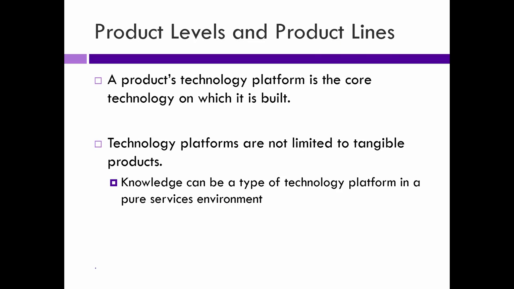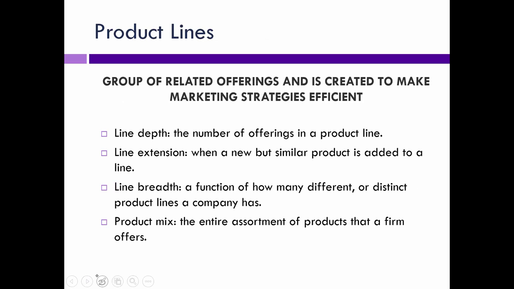So now we're going to talk about different product lines. The technology platform is the core tech on which the product is built. And so again, we're kind of thinking about physical products here, but it's not just limited to tangible products. Knowledge itself can be a technology platform in a service environment. So the level of expertise and knowledge that somebody has can affect that as well. So that's kind of our base here. And then a product line is a group of related offerings. The line depth is the number of different offerings in a product line.